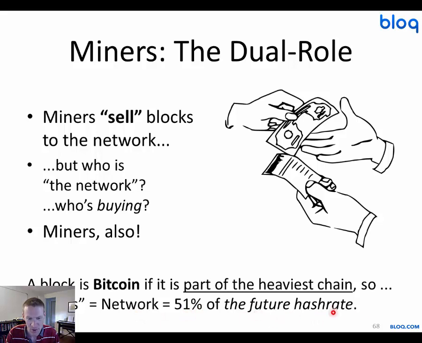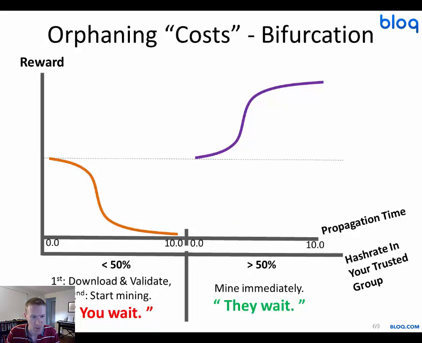The 51% of the future hash rate are those who define the future of the network, as long as the chain is valid, part of the heaviest valid chain. I think the glitch is just that it's a peer-to-peer network and everyone's an equal peer, so there's no basis for separating people into buyers and sellers. So there's some circularity in the mining process, which I would like to now explain in full detail.